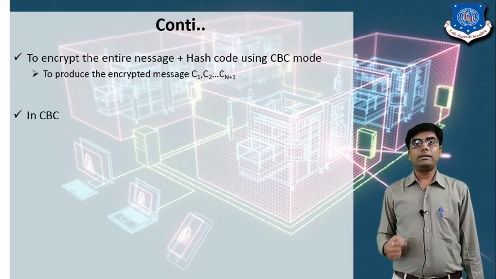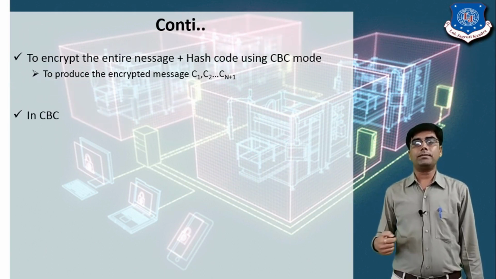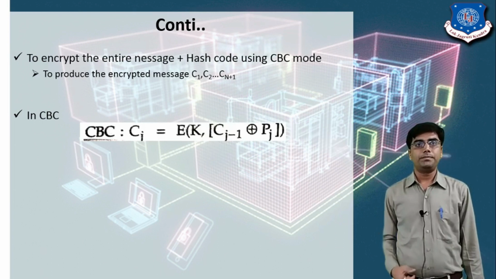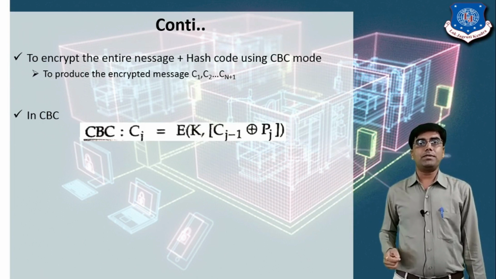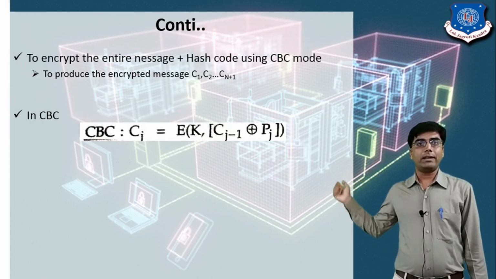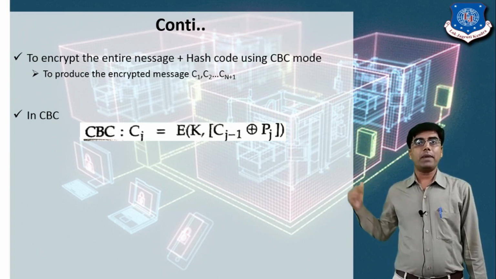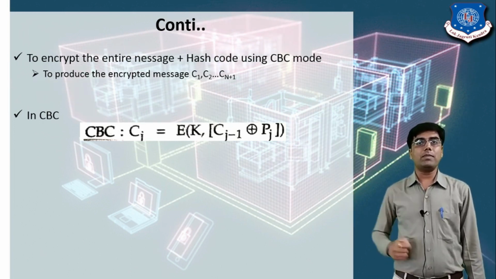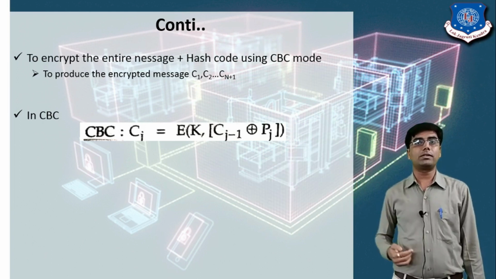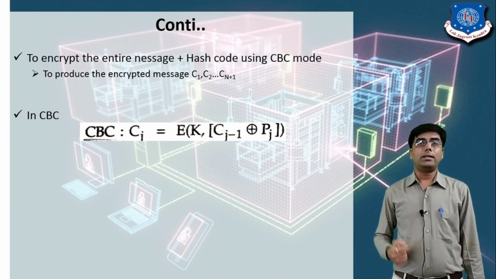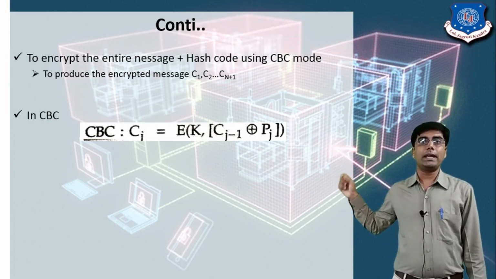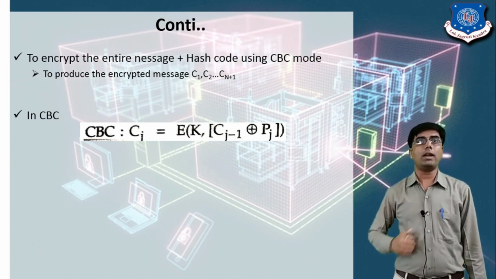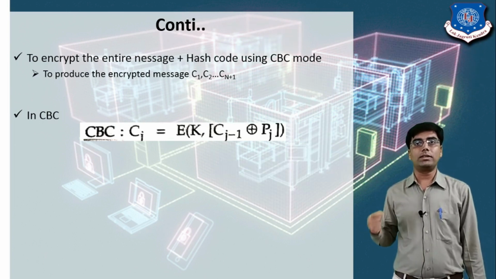Right? Then in the CBC mode, meaning the cipher block chaining mode, the formula is Cj equals the encryption E(k, Cj-1 XOR Pj). It means that here we are considering the value of j equal to 2, 3, and so on, and Pi, where i starts from 1, 2, 3, 4, up to n. And here Cj-1, this is the first block.